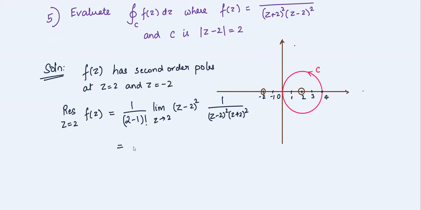So z minus 2 cancels, you get 1 by 2 plus 2 the whole square. That is 1 by 4 square, that is 16. Oh, I'm sorry. We have to do a derivative of this. I forgot.